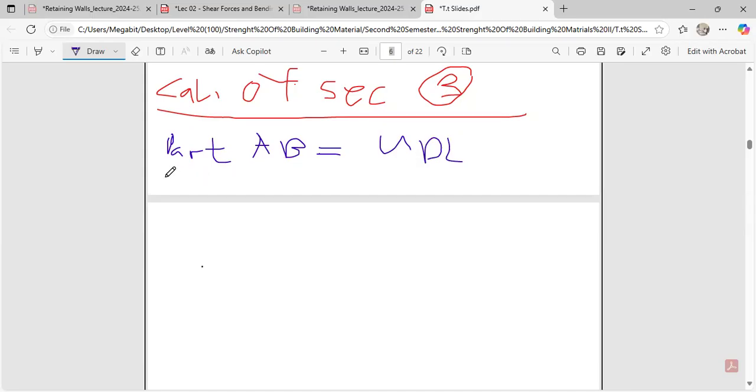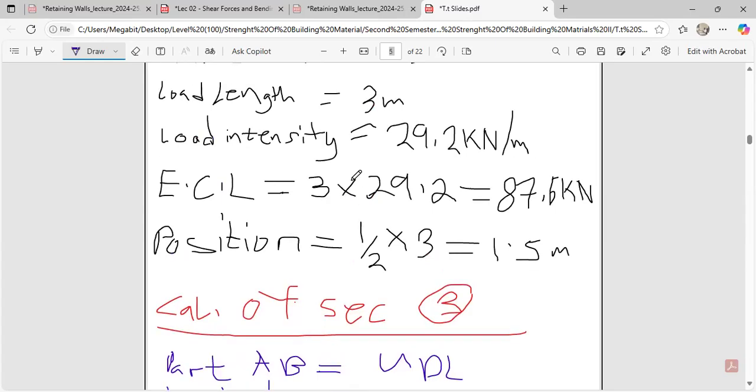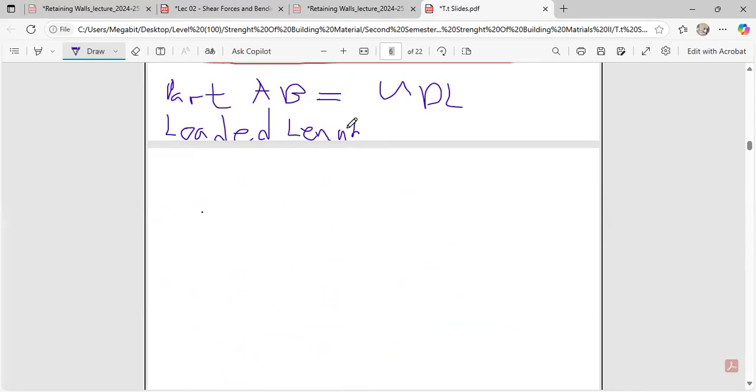Then we come to the loaded length. The loaded length is equal to what? Please, what is the loaded length? 6 meters. Thank you very much. It's equal to 6 meters.